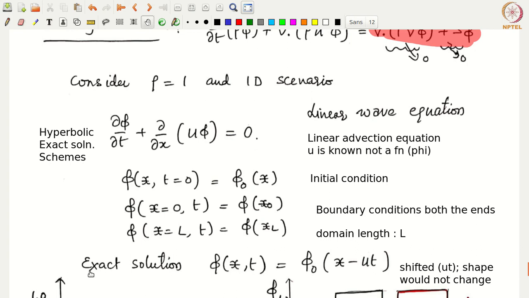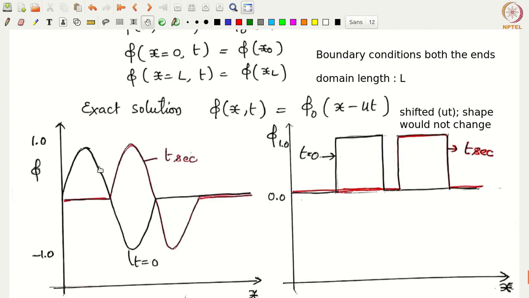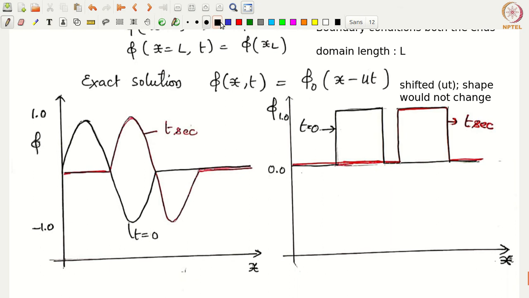All right, let us consider two initial conditions, which are shown in black here. One initial condition is a sine wave, at t equal to 0. Now at a later time, if you solve using the 1D wave equation, the solution would come out to be something that is shown in red. Essentially, it gets shifted, but without a change in shape. How much is this distance? This distance is nothing but u times t. After t seconds, it would have traveled u times t, but the shape remains the same.